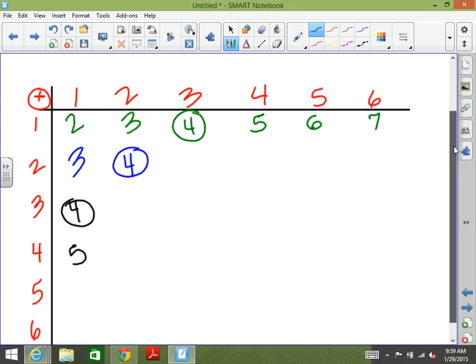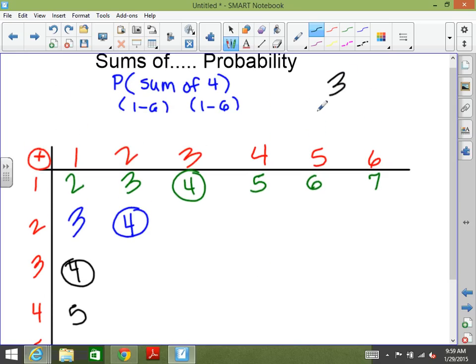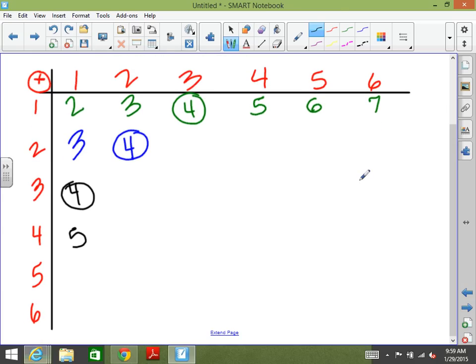How many 4s did I get? 3. So I got 3, out of. Now here's the question. You have to use the fundamental counting principle here to figure out this bottom number. There's one way to do it. Actually, there's 2 ways to figure out this bottom number. The first way is to go ahead and fill in this entire chart and then count all the numbers in here. That would be your bottom number. We don't want to do that because it takes too long.